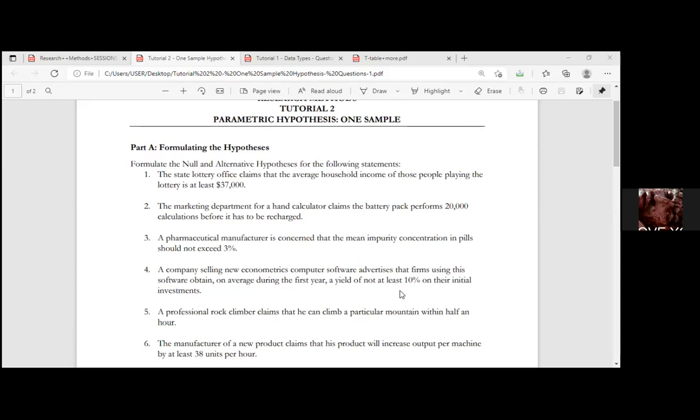Okay, question four. A company selling econometrics computer software advertises that firms using the software obtain on average during the first year a yield of not at least 10% on their initial investment. Okay, so which word there corresponds to a sign, and which sign would that be, and where will it be, and which tail?